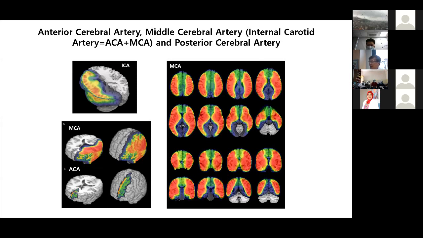And during the WADA test, we injected the HMPAO, and we could make a probabilistic atlas of the ICA. The MCA atlas was obtained by colleagues at Busan National University Hospital, who did a similar one. The middle cerebral artery was sometimes cannulated for selective angiography, and in those rare patients they injected HMPAO and reported the MCA. So ACA was obtained by subtracting the MCA from the ICA. The ACA territory is like that.